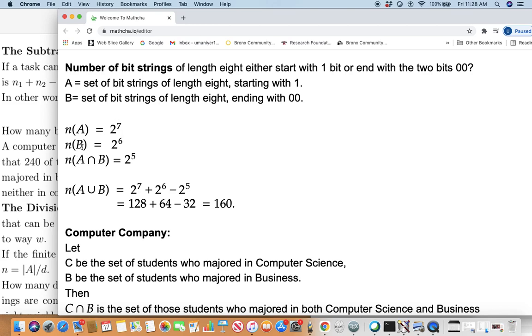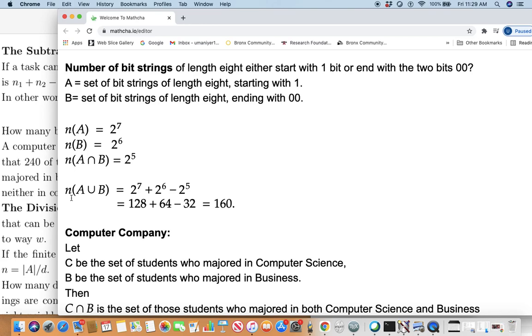What about the number of bit strings of length 8 which end in 0, 0? They end in 0, 0, so there are 6 different places left. Each place can have a 0 or a 1, so 2 to the 6th power. Now what is this intersection? Intersection consists of those bit strings which start with 1 and end in 0, 0. Okay, so there are 5 places still left, so it's 2 to the 5th power.